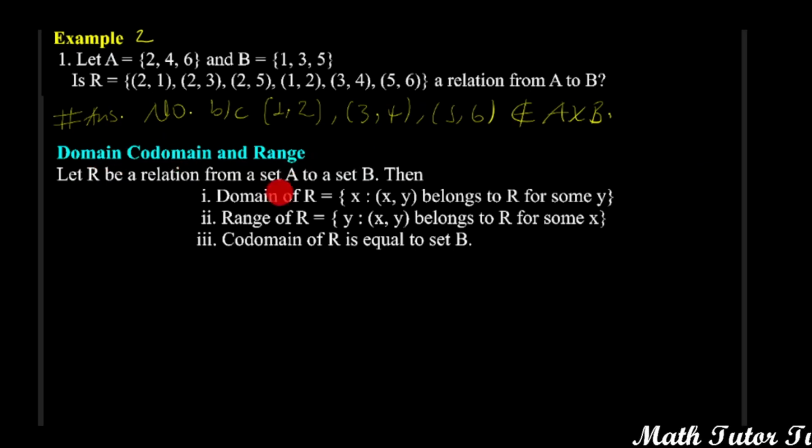Domain, codomain, and range. Let R be a relation from a set A to set B. Then the domain of R is the set of x such that (x, y) belongs to R for some y. The range of R is the set of y such that (x, y) belongs to R for some x. The codomain of R is simply equal to the set B.